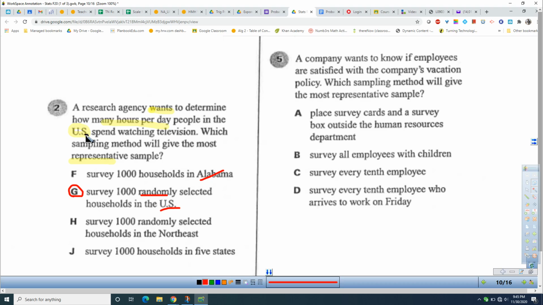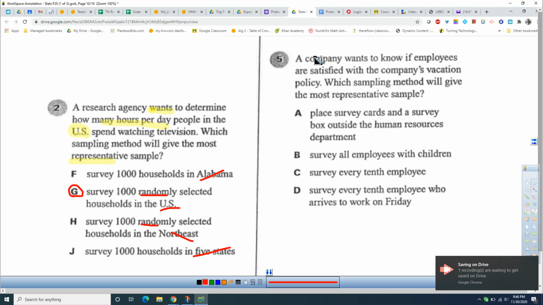People in the US, okay? So that's all the people. Random, that's good, but then it said what? Northeast. Again, that's one section. And now surveying 1,000 households, that's kind of stratified, which is in 5 different states. But again, 5 states is not as good as straight, bona fide, random. Okay.